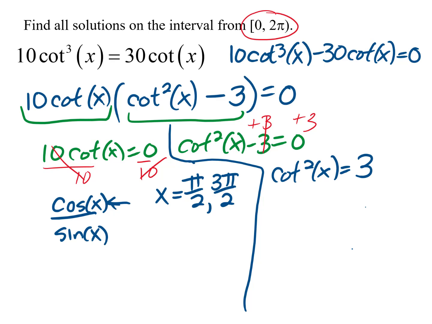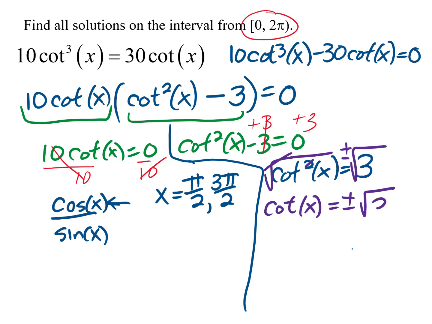And now we're going to get rid of the squared by square rooting both sides. Remembering when we do that, we have to put a positive and a negative, a plus minus. The squared and square root cancel here, so we have cotangent of x, and that will equal plus or minus square root of 3. So I need to figure out where between 0 and 2 pi is the cotangent either square root 3 or negative square root 3.